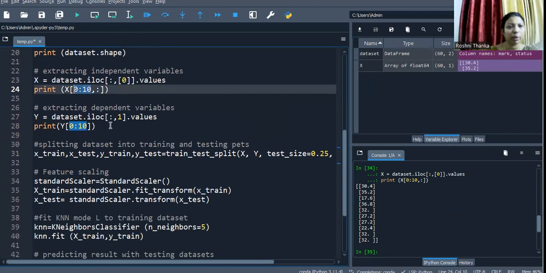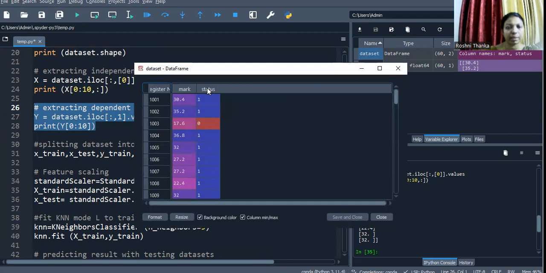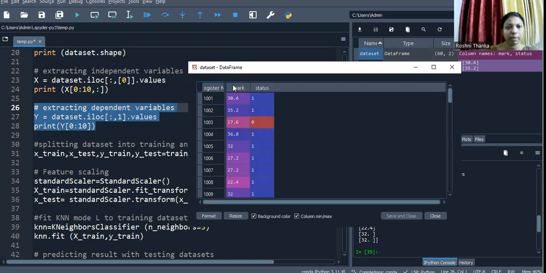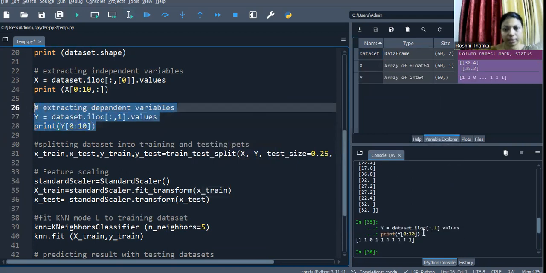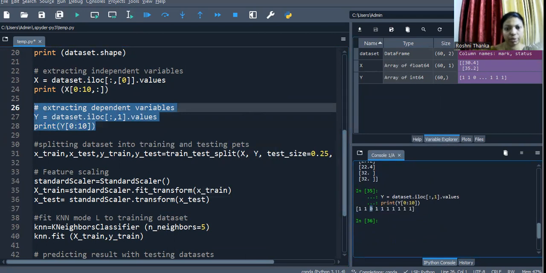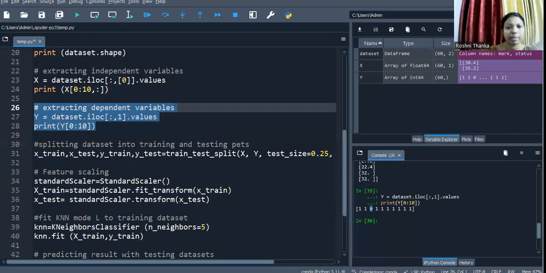Then I'm going to extract the y value. Y variable means dependent variable. If you see here, the dependent variable is the status, whether the student passed or failed. Which column do I want to take for this? This is the zeroth column and this is the first column. So here I have taken a slice, taking all the rows, and in that the first column, and we are going to display the first 10 values. Here you can see the first 10 values. In the first 10 values, there is only one student who failed. So if you see in our data set, in the first 10 values, there is only one student who failed. We are just displaying our data set.